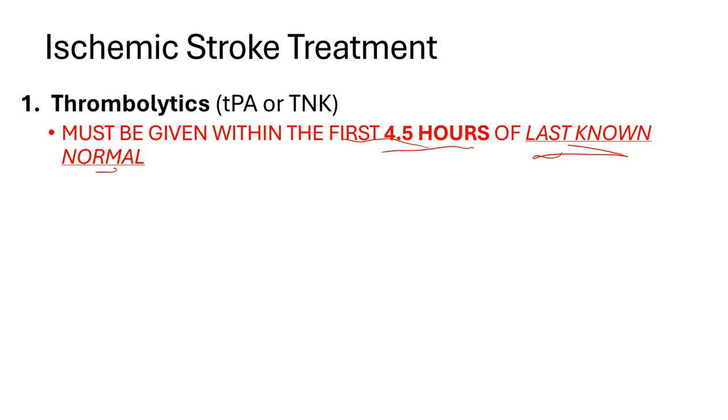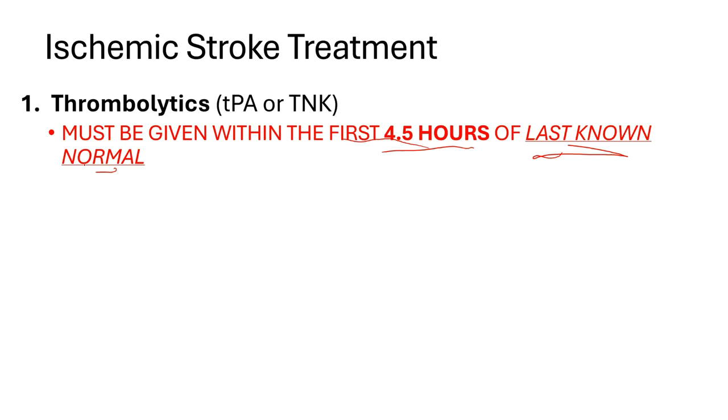Last known normal is also important. If someone goes to bed at 11 and they wake up at 5 a.m. and they have signs and symptoms of a stroke, their last known normal was at 11. That's 6 hours ago. That means they are outside of the window for thrombolytics. That's why it is always important to know that when you're talking to a patient in the emergency room when they present with a stroke.